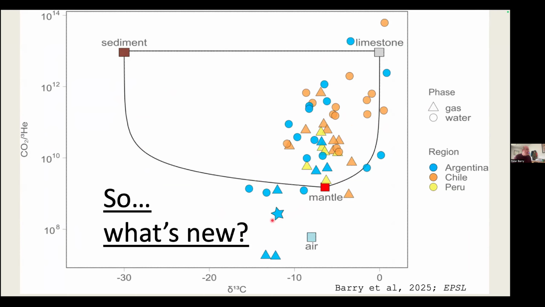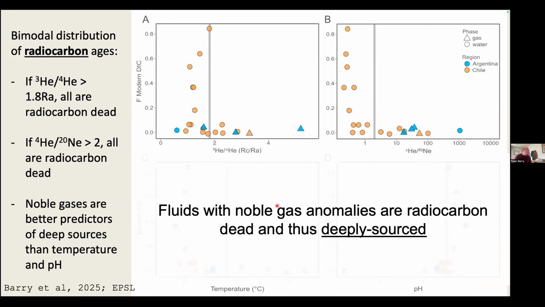So you're probably asking yourself, okay, so what's new? Why did this warrant a completely new paper in 2025? It looks like the results are almost identical to the 2022 results. Well, we did a few additional things. We also measured radiocarbon in all the fluid samples that we collected, and I find these results to be really, really cool.